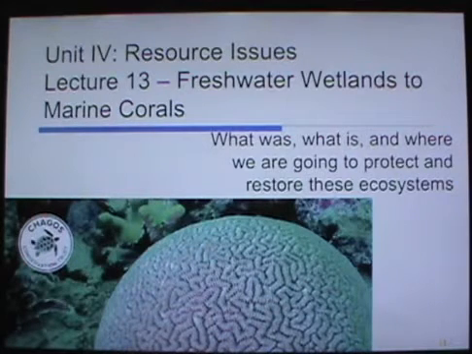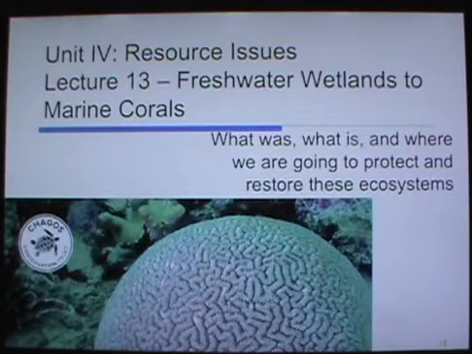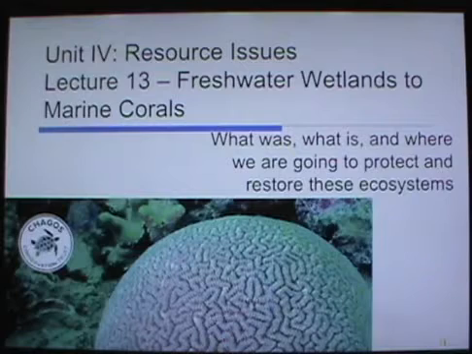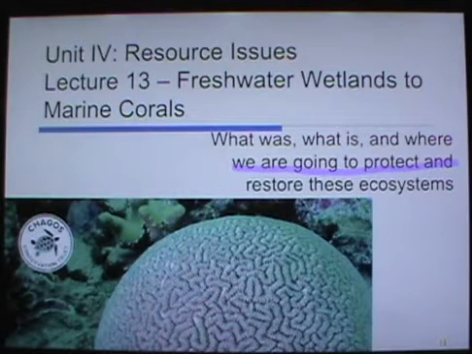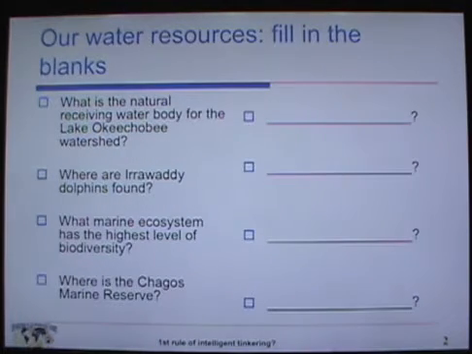This is lecture 13. We're talking about freshwater wetlands all the way to coral reefs, marine systems. Introduction to environmental science, we're moving right along. What was, what is, and where are we going to protect and restore these ecosystems? So some questions, we'll be able to fill in these blanks after this lecture is over with. Maybe you can do them now.